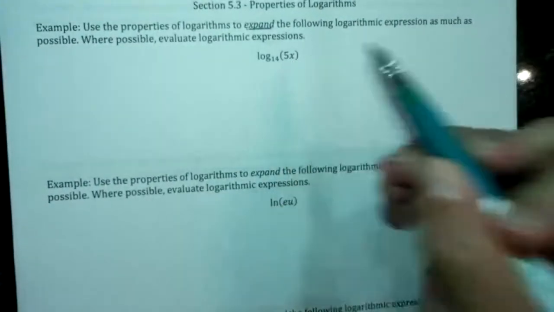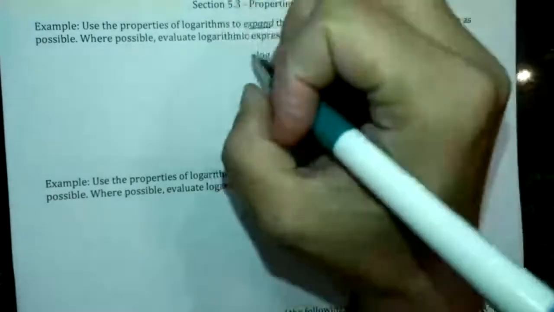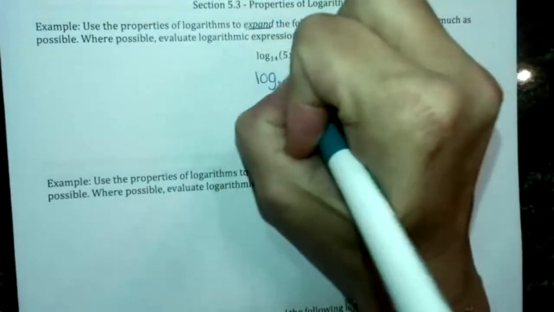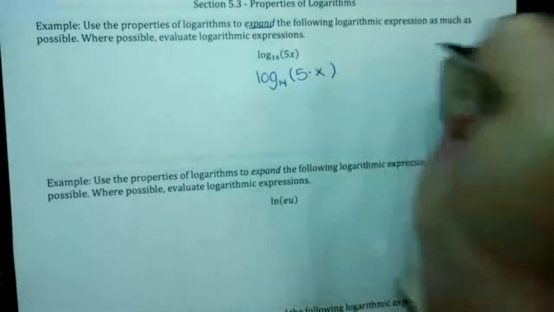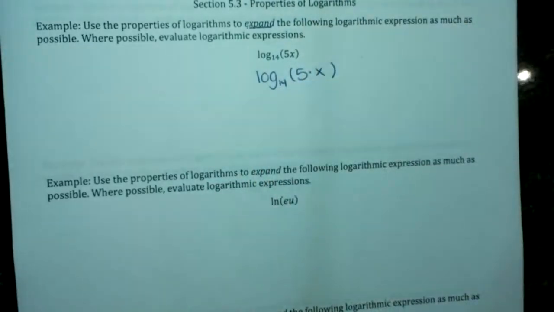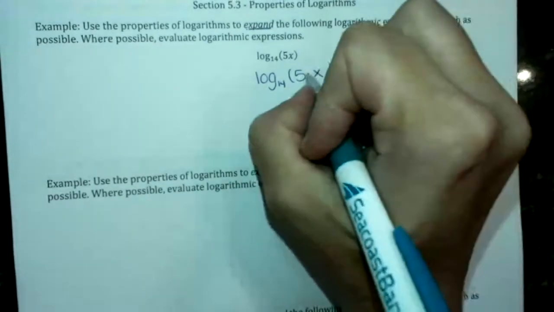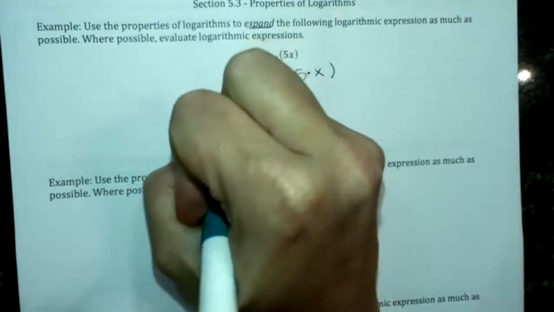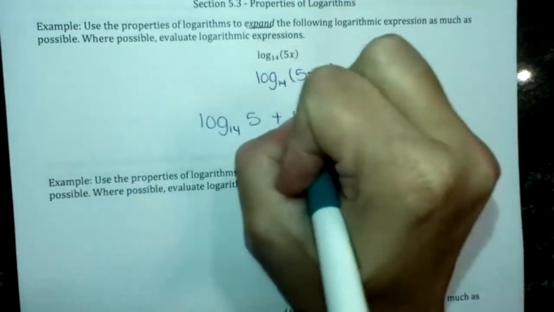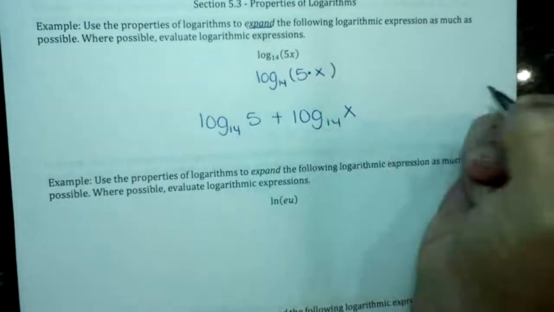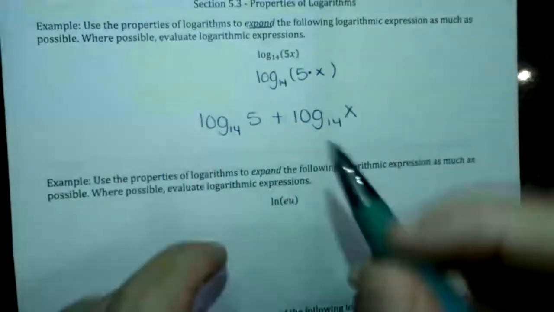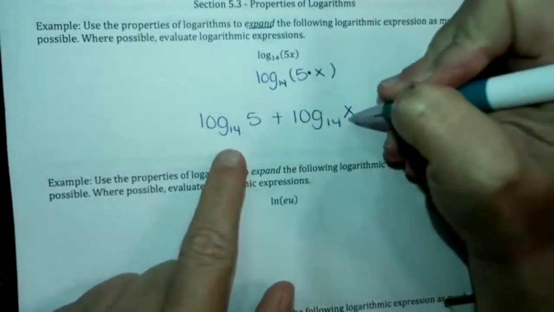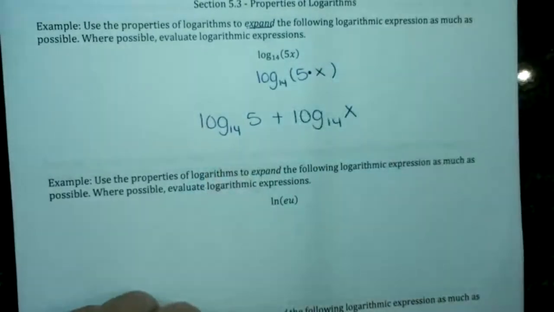Log base 14 of 5x. So it's the same thing as saying log base 14 of 5 times x. So we want to expand it so that each term, the 5 and the x, has its own log base 14. They're being multiplied. So just like we talked about multiplication, I can expand it using addition. So log base 14 of 5 plus log base 14 of x. It's multiplying, so I can expand it using addition.